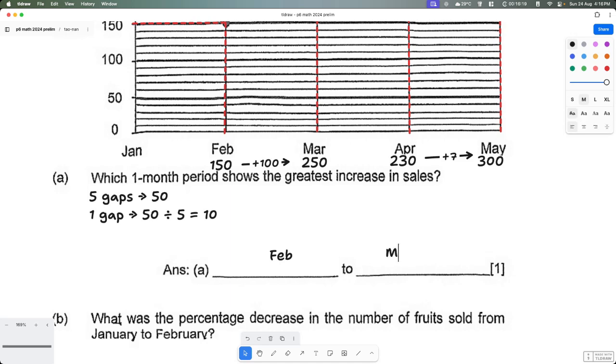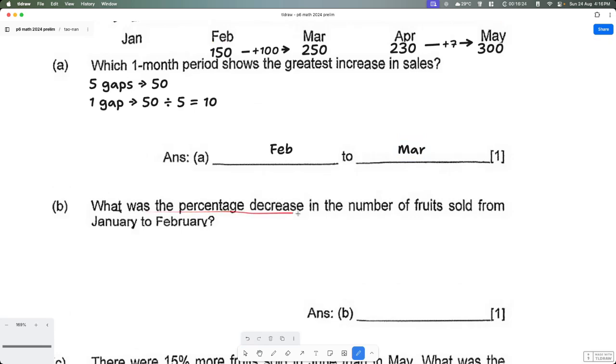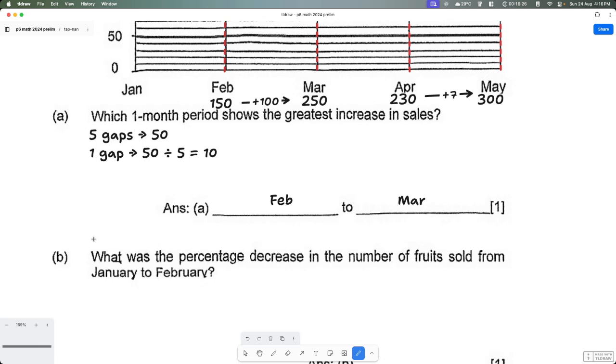Let me put here MER. Okay, let's move on to part B. What was the percentage decrease in the number of fruits sold from January to February?